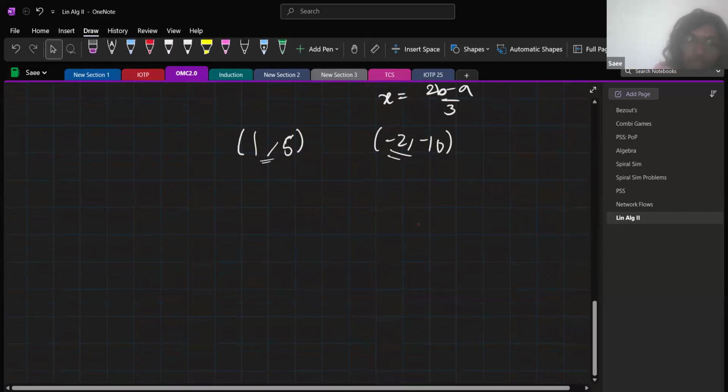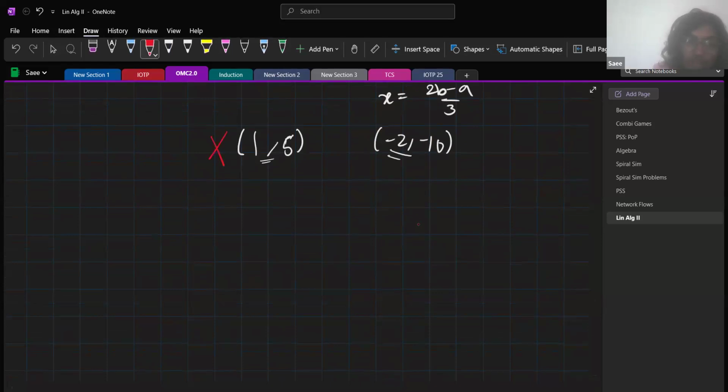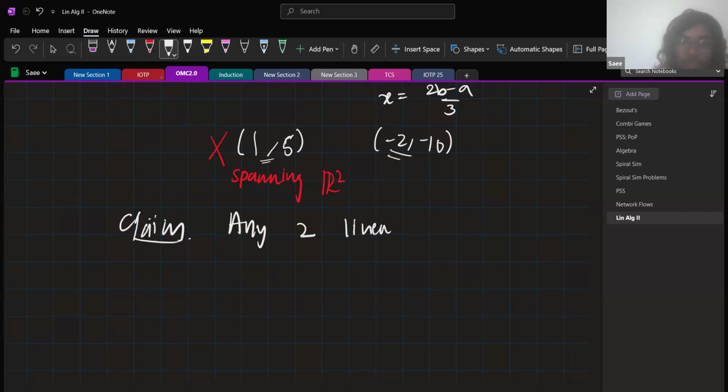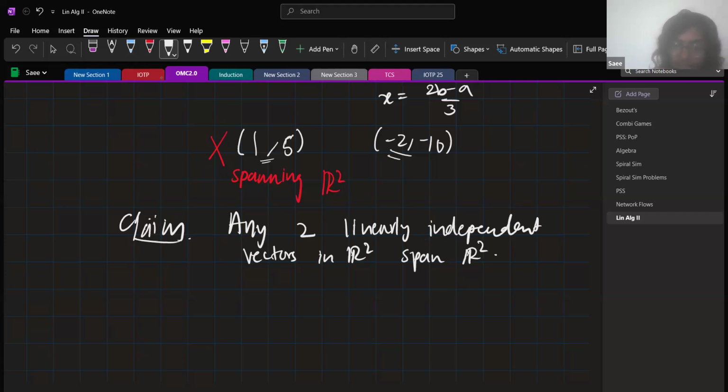Also, a basis should have linearly independent things. So this is not in fact spanning. I would say this does not span R2. So a nice claim you can try to work out and do the algebra for later is: any two linearly independent vectors in R2 span R2, meaning they form a basis.